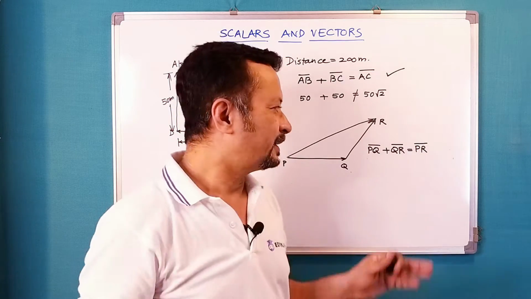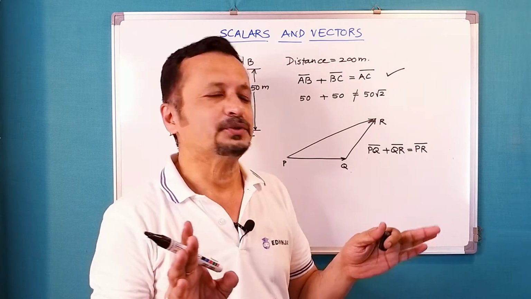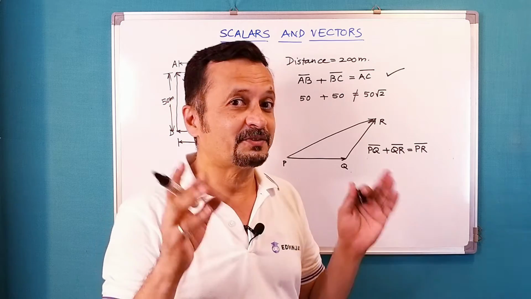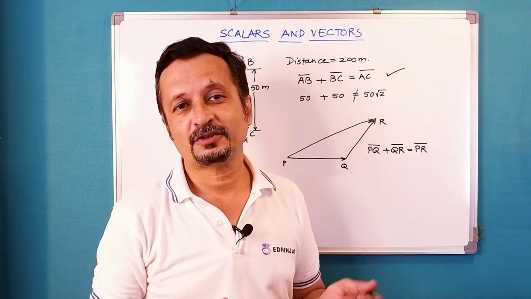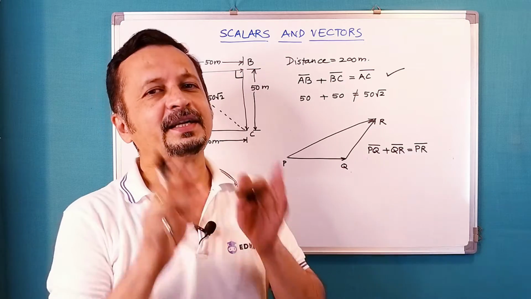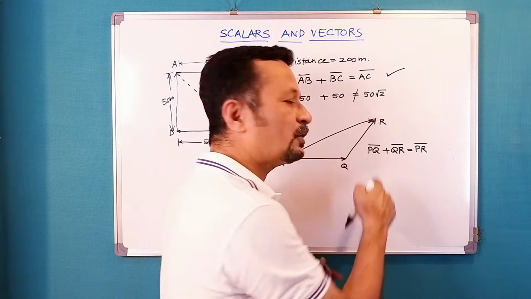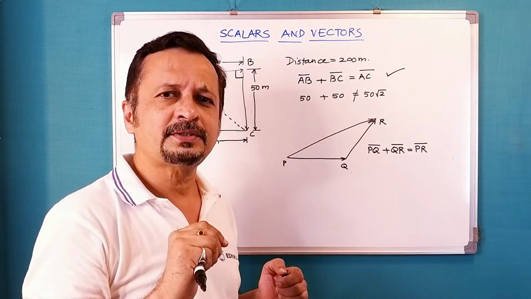You should remember that PQ bar is not magnitude. QR bar is not magnitude, it's a vector. When you say vector, it has got a particular magnitude and direction. So when you put a bar on top of PQ, then that becomes a vector.